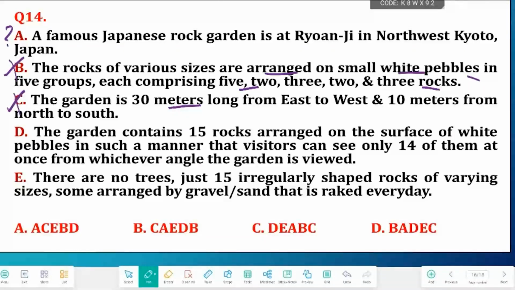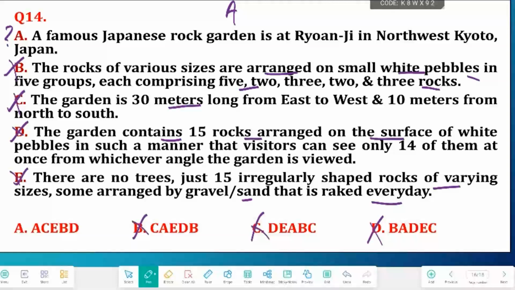Eliminate this. The garden contains 15 rocks arranged on the surface of. Again, the garden contains कौन सा garden? तो वही. And there are no trees. Just 15 irregularly shaped sizes of gravel sand that is raked every day. Can't be our first statement. क्या बचता है? हमारे पास बचता है A for apple और A for Ahmedabad. And let's go ahead with the options. D हट गया, C हट गया, B हट गया. बचता क्या है? A for apple.